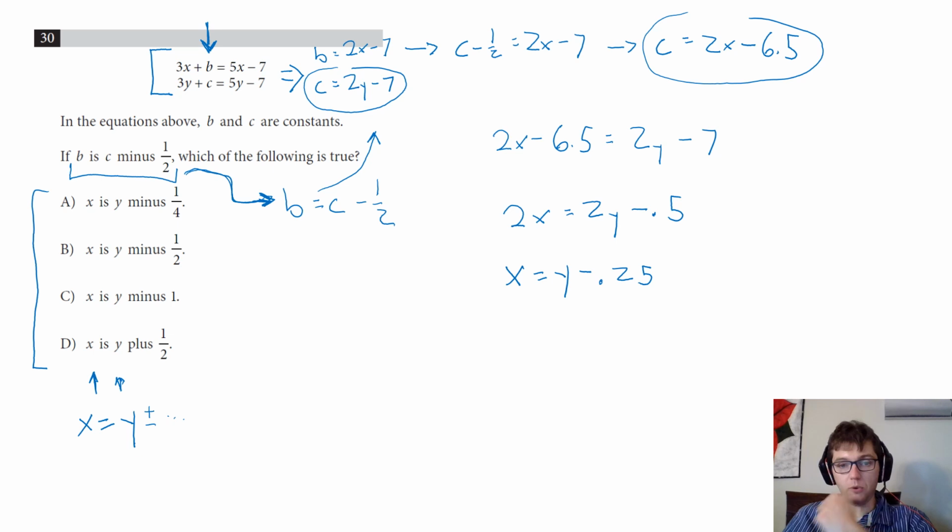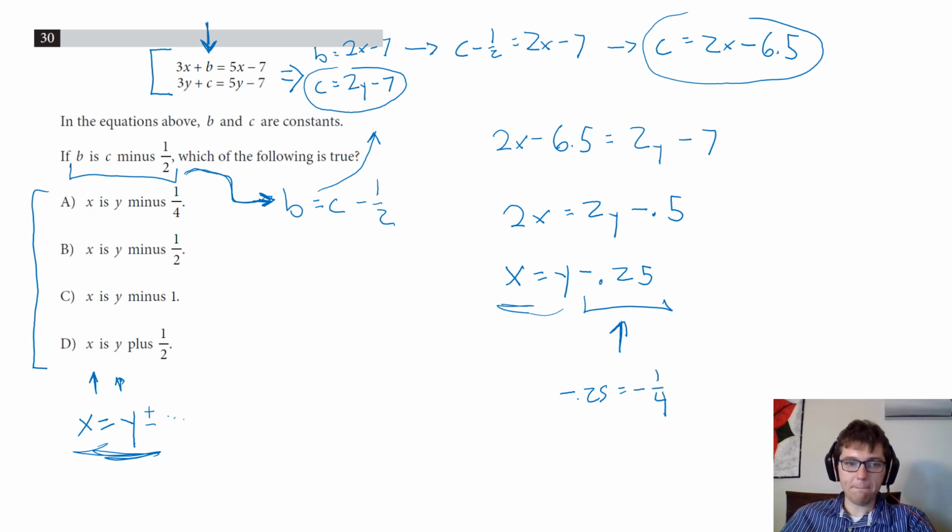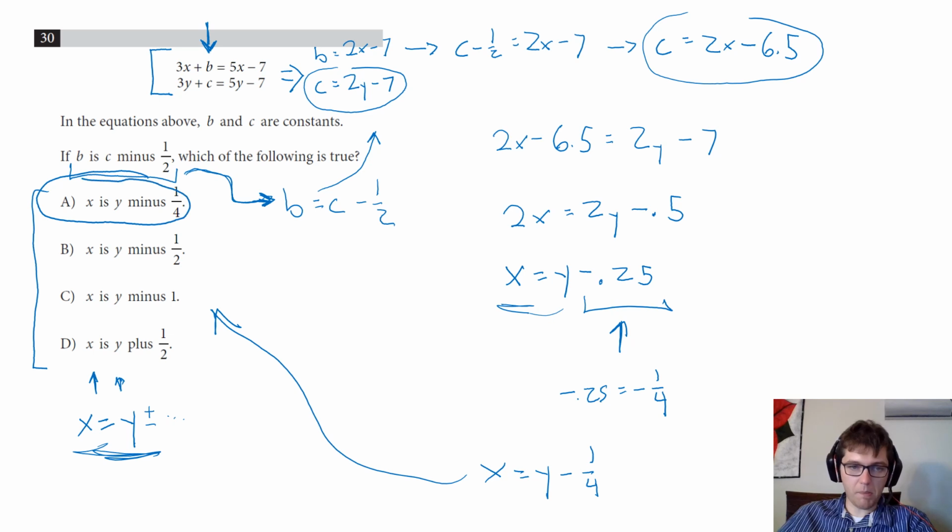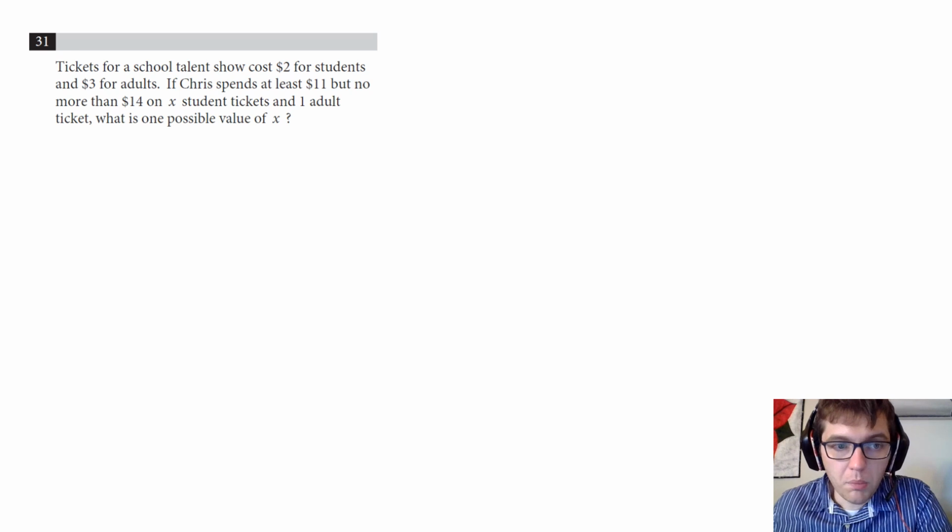And now we have what we were looking for. We have x is equal to y plus or minus something, right? And now we have that plus or minus something is minus 0.25. And of course, minus 0.25 is just minus 1 over 4, right? So now we know that we have x is equal to y minus 1 over 4. Take a look for that in your results. And it looks like answer choice A, x is y minus 1 over 4 is correct. Answer choice A.